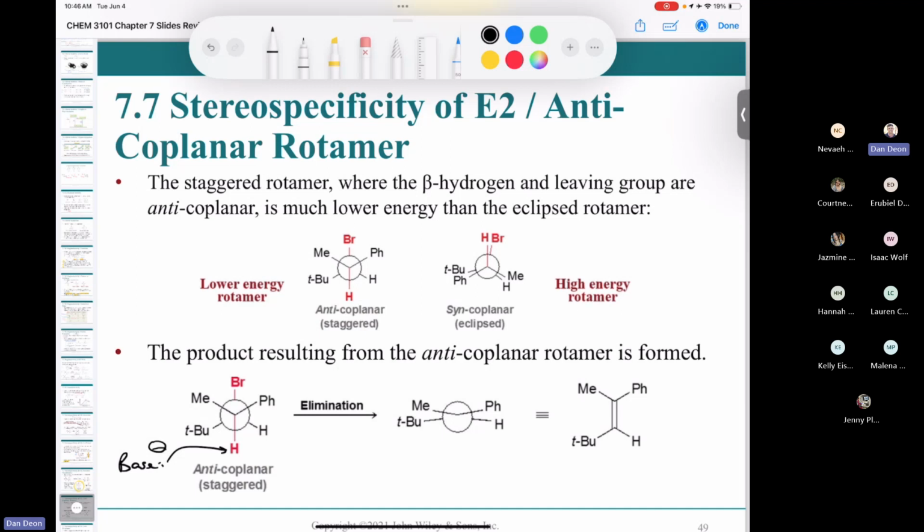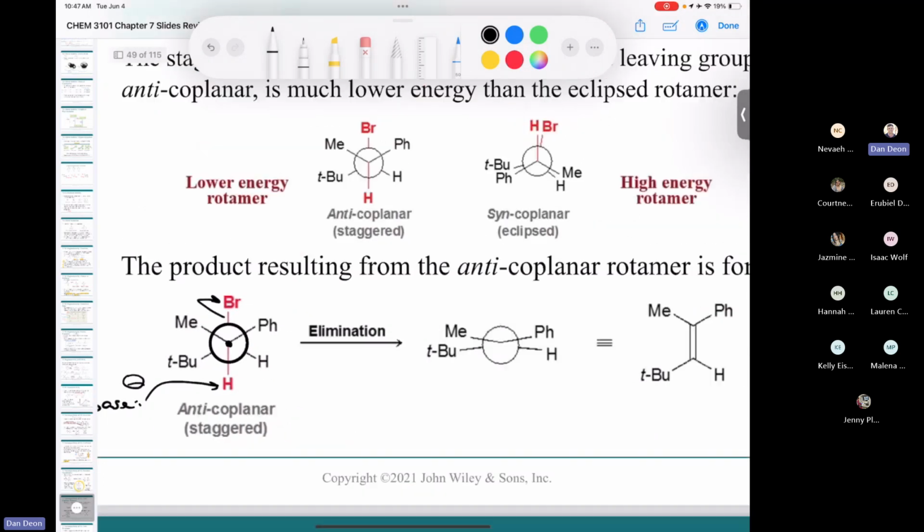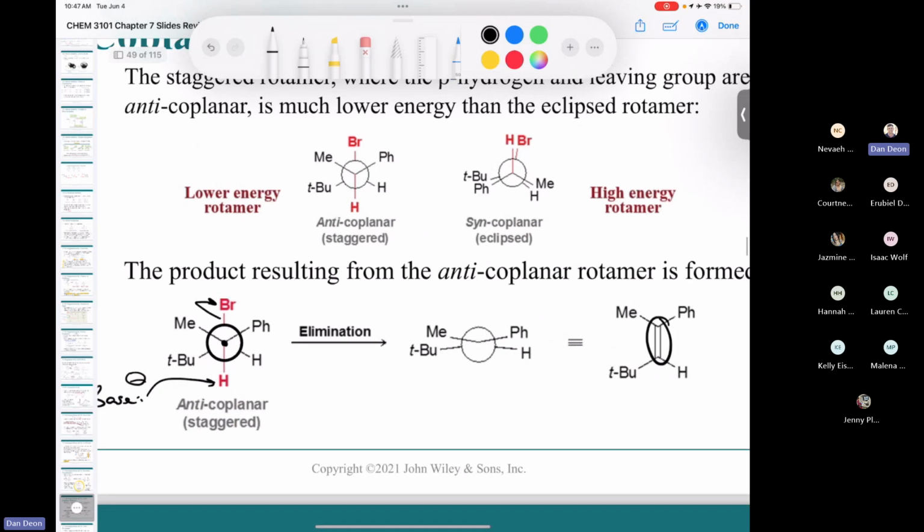I can't draw that arrow in the Newman projection, and you're going to lose the leaving group. So you're going to form a double bond between this carbon and the carbon behind it. Now, when you draw the double bond, and here's the double bond right here, you can see on the carbon in the front, you've got the methyl and the phenyl.